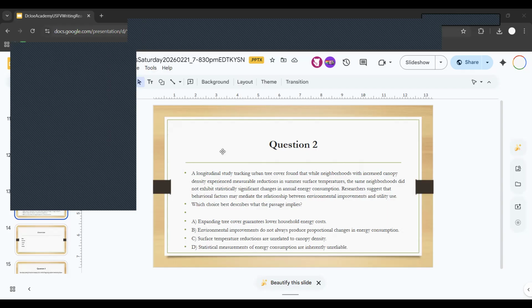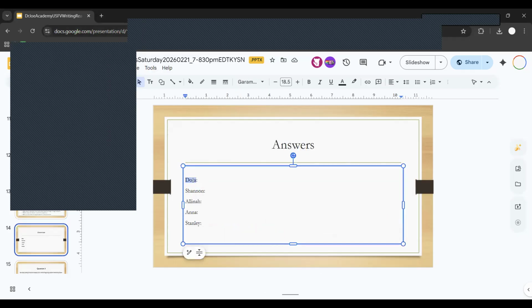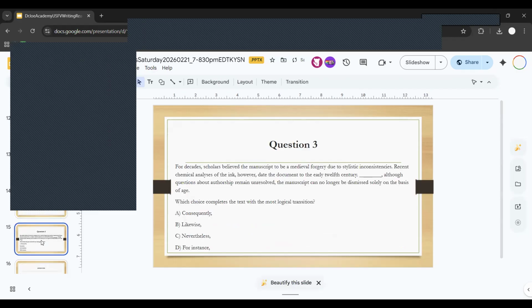Okay, I did receive everyone's response for this. The correct answer is B. Okay, let's take a look at question 3. Dora, can you please go ahead and read this question?